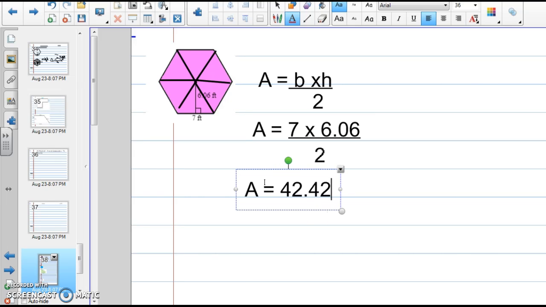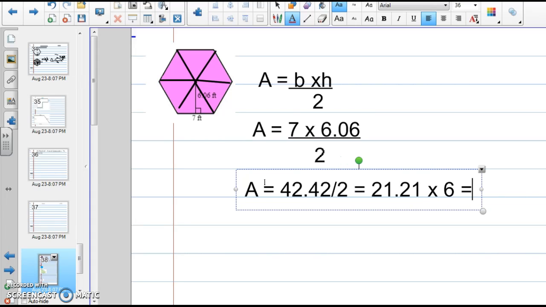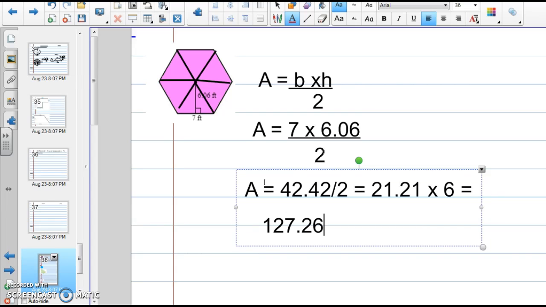and 42/100, but then when you divide that by 2, you get 21 and 21/100. So one of these triangles has an area of 21 and 21/100 square feet. However, the hexagon is made up of 6 of those, so you would have to multiply that by 6, and you end up with an area of 127 and 26/100 square feet.